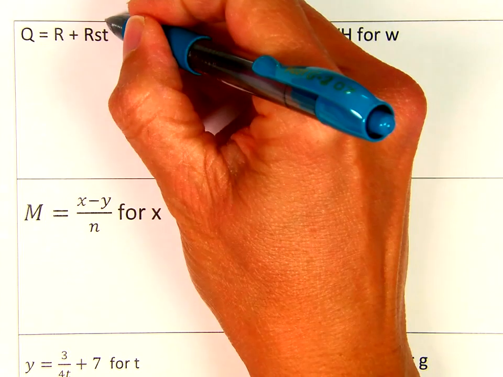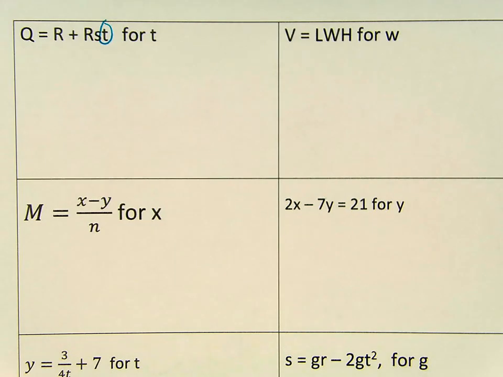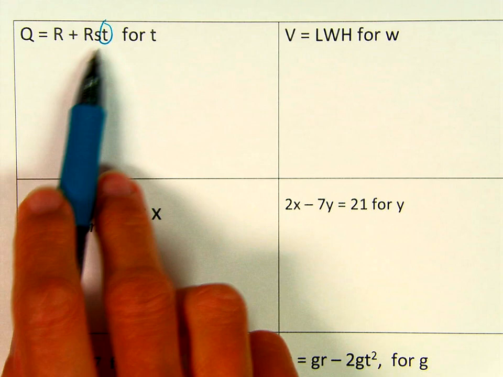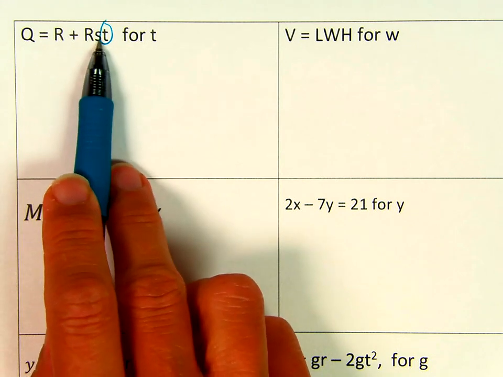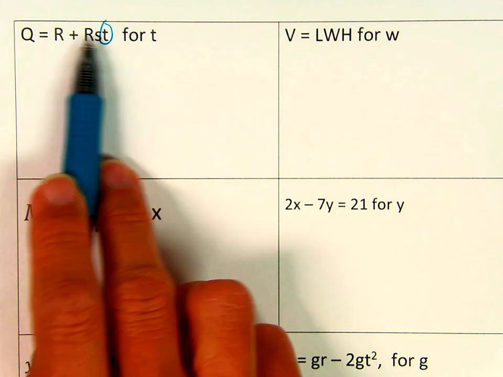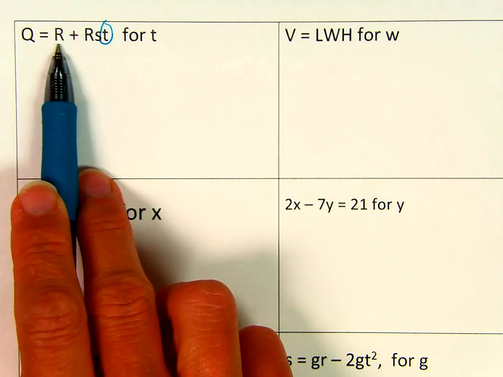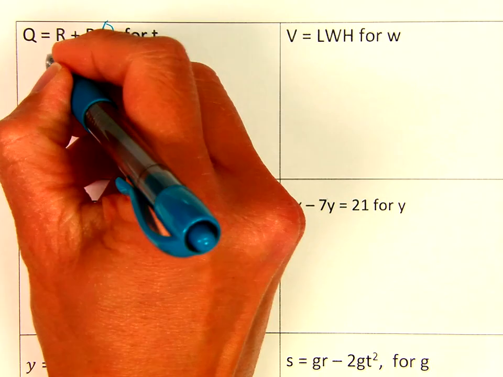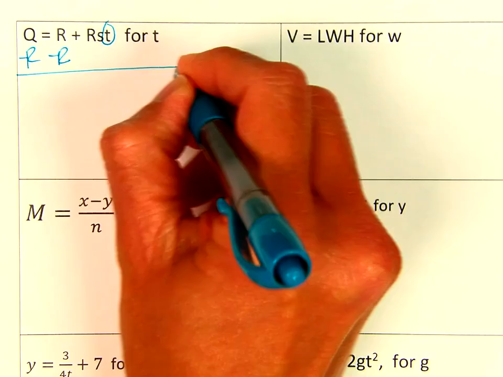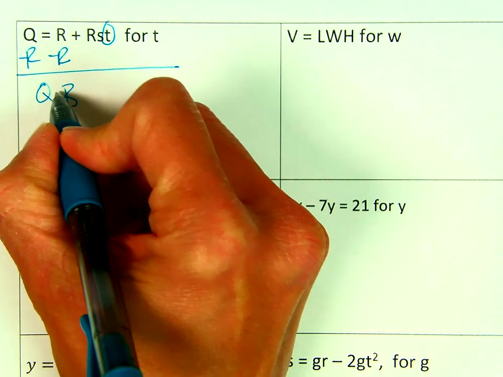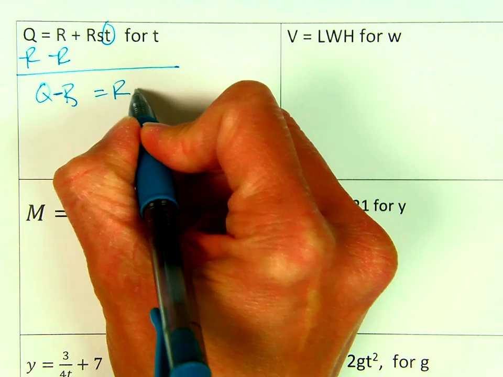Keep in mind, we want to know what we are solving for because it makes a difference on how we attack it. We're solving for T. We need to get rid of the RS. It's being multiplied, so we have to divide. But before we divide, we want to get rid of this because it's being added or subtracted. So I'm going to subtract capital R from both sides.